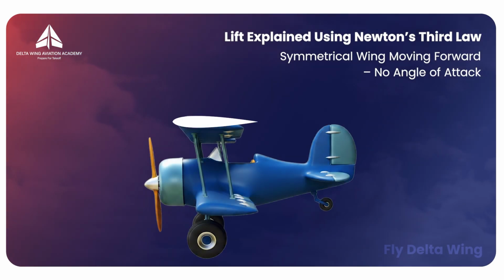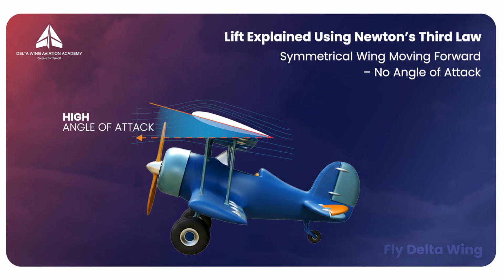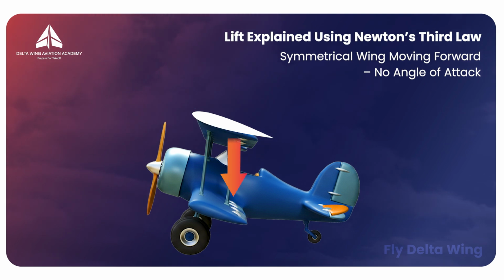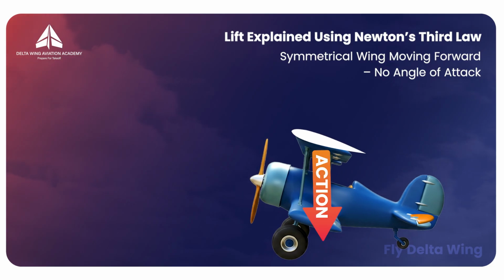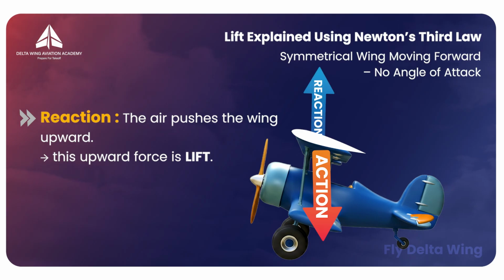The pilot controls this using the elevator, a small movable flap on the tail. Pulling back on the elevator raises the nose of the aircraft, increasing the wing's angle of attack relative to the oncoming air. With a higher angle of attack, the wing pushes more air downward as it moves forward. This increased downward deflection of air produces a stronger upward reaction, the lift that allows the plane to fly. According to Newton's third law, action: the wing pushes air downward. Reaction: the air pushes the wing upward. This upward force is lift.